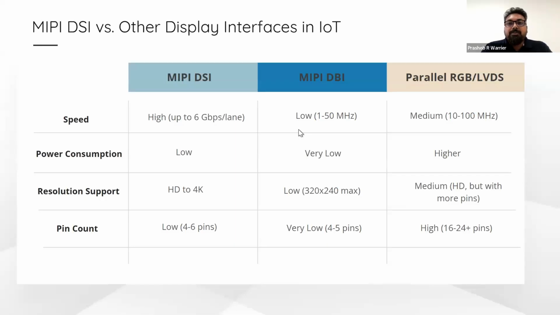Here is an overview of MIPI DSI versus the other display interfaces in IoT. As you can see, MIPI DSI offers very high speed with low power consumption and high resolution, which can be implemented for high-end sophisticated applications. MIPI DBI is comparatively low in speed but very power efficient, and it goes with low-resolution displays for low-end applications and compact battery-driven applications as well, when compared with traditional parallel RGB or LVDS technologies.